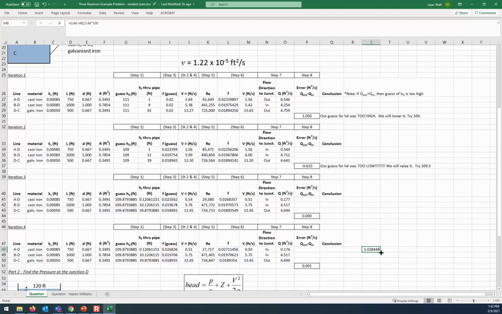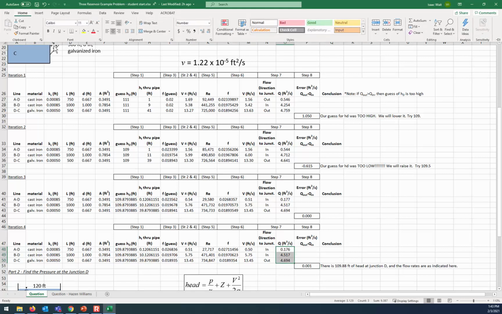So that's only 1% change. The rest of them is even less. So we're golden. We've converged. So our conclusion is there is 109.88 feet of head at junction D, and the flow rates are as indicated here. So these are the flow rates that will go through the pipe. So we've solved it. We've cracked the code.